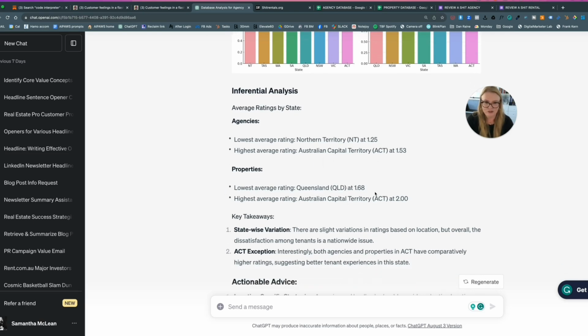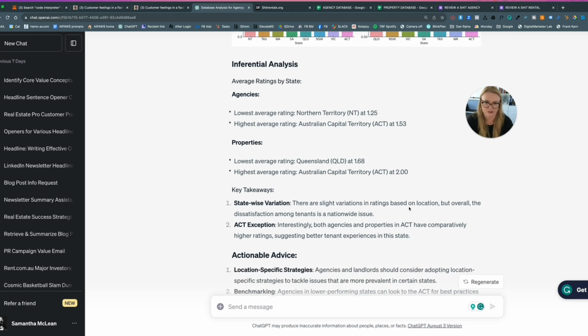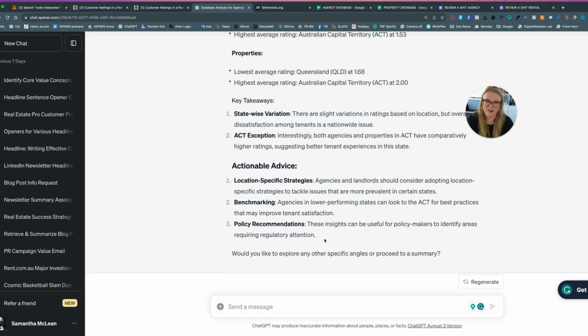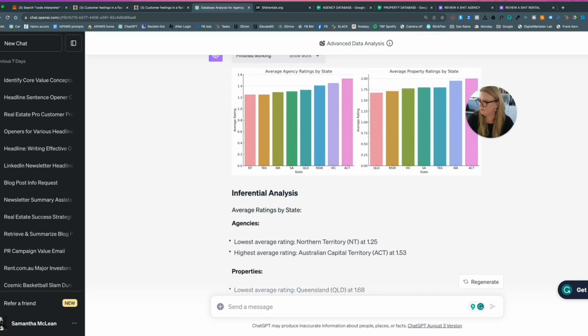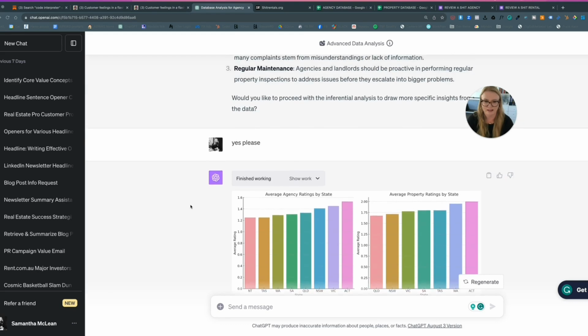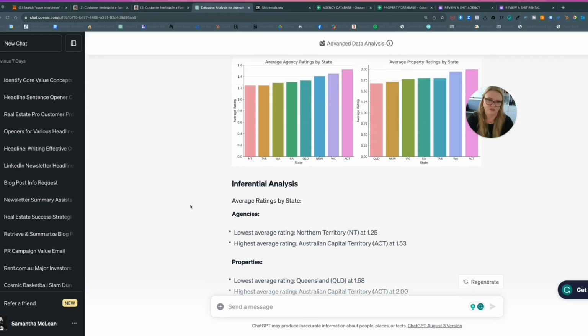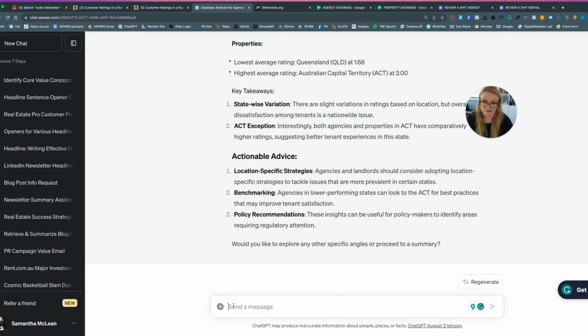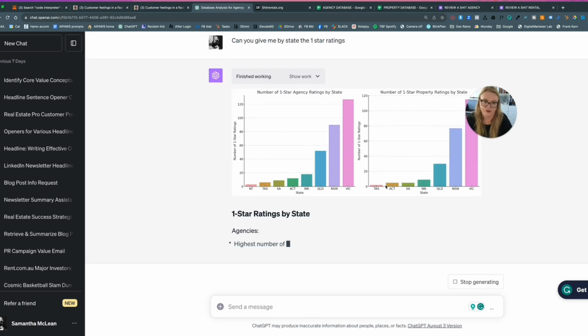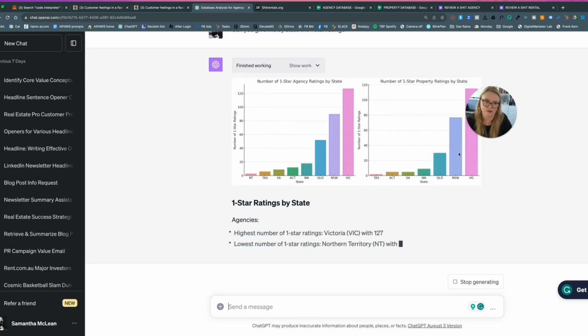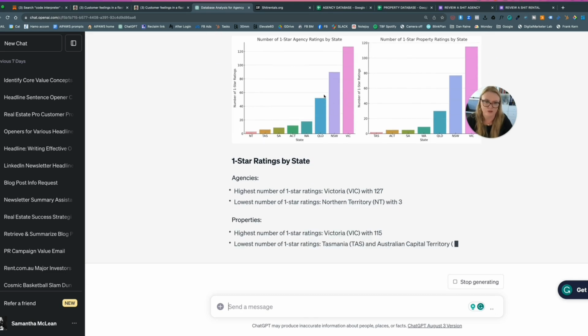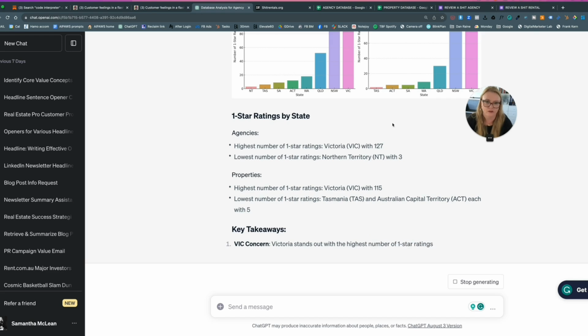Okay, properties, lowest average rating, Queensland. Horror face emoji, because it's where I live, and the highest average rating is in the ACT, again at 2.0. So I don't know that this really gives us anything mind-blowing to talk about here, other than, let's ask, can you give me, by state, the 1-star rating? Okay, and I imagine this is probably skewed towards the 3 most popular states, which are obviously going to be over that side.